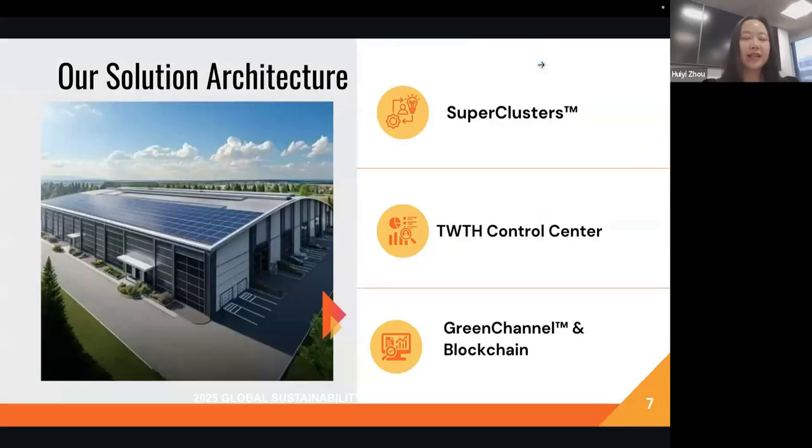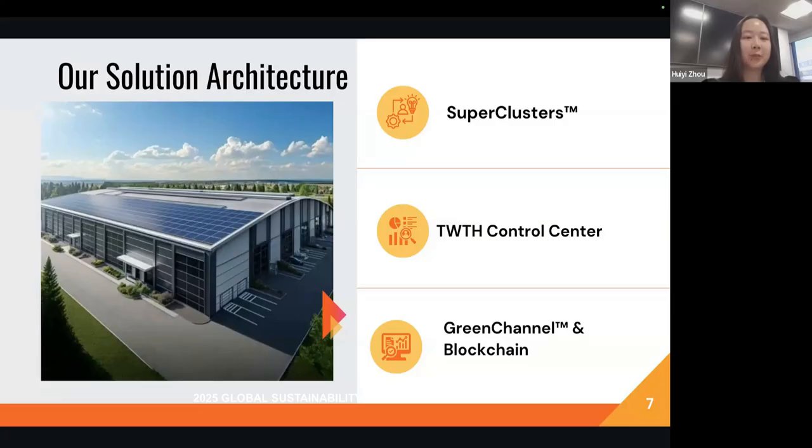Our solution works as an integrated system with three layers: the eyes, brains, and hands of verified trade. Supercluster is the eyes, continuously scanning global data to detect verified export demand before it appears. It lets us identify emerging clusters and forecast demand earlier.